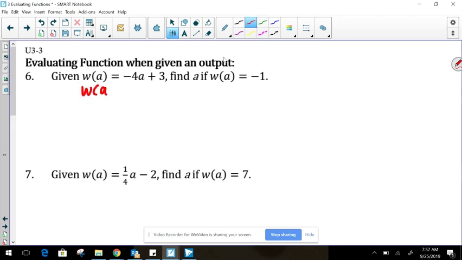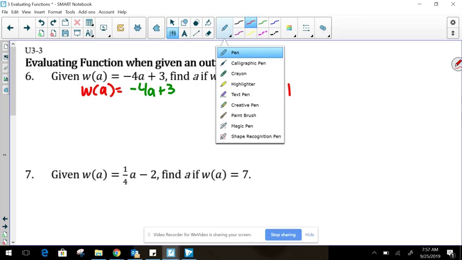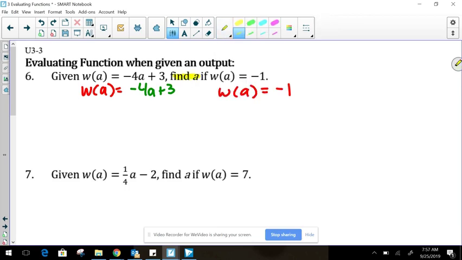I'm going to rewrite this up here. Okay, so it says given this equation, find a. I'm going to highlight that. I think that is a very important part of this problem. We're finding a, which means we're solving for this part right here. Okay, so all I did was rewrite this equation down below in different colors so I can show you how this is going to work.